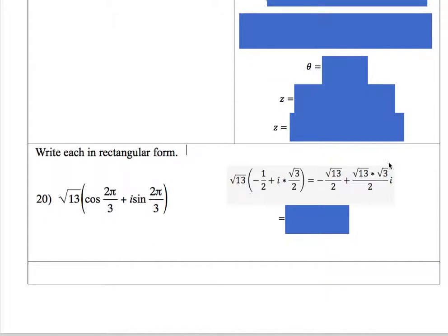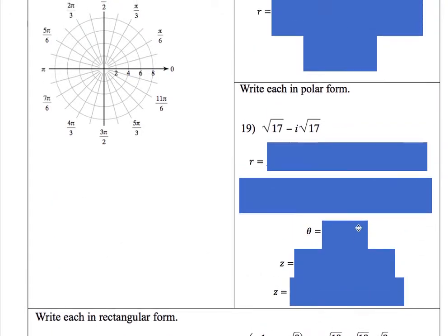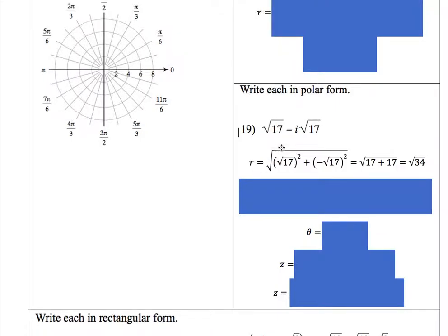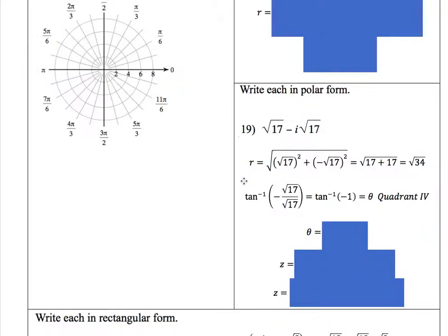So here, the only thing we have left to do is multiply the root 13 times root 3, which gives us root 39. All right, number 19, write this in polar form. To do that, we have to find our r value. If you set it up correctly and do all the work correctly, you get the square root of 34 for that. And then we also need to find inverse tangent. It's square root of 17 over square root of 17, which is negative 1.